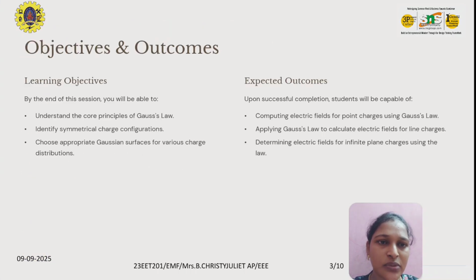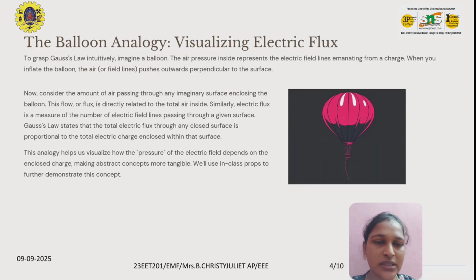The key objective is that we are going to understand the core principle of Gauss law. We already have Coulomb's law, but what is the need of Gauss law in electrostatics? We are going to identify that, and also how the electric field can be identified for different areas through Gauss law. So this was the overall outcome and objective of this video. Now let's get into the topic.